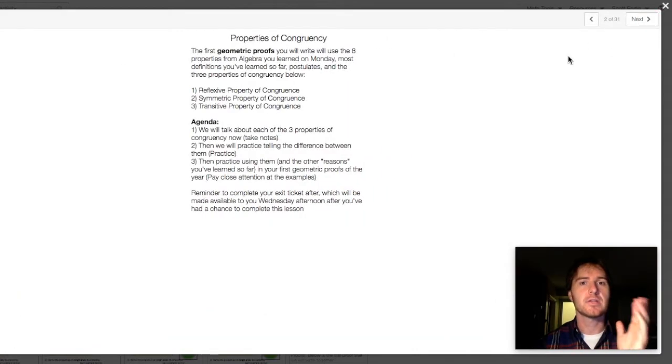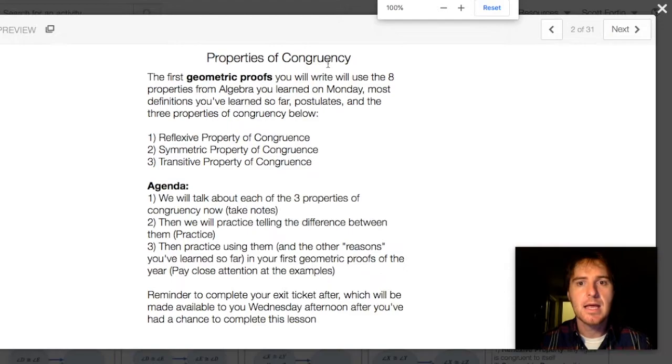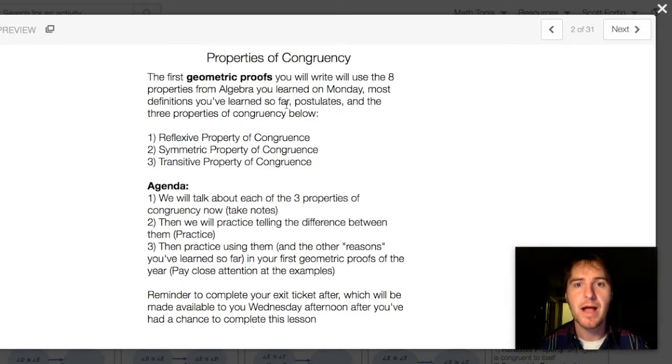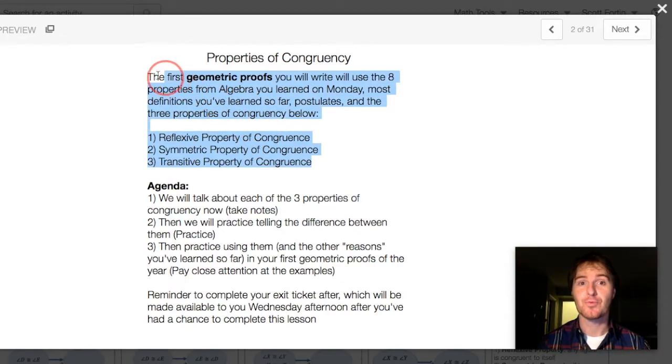We've got here the agenda of today. So your first geometric proofs is the topic of today's class. You're going to use the 8 properties from algebra you learned on Monday. Okay, so we'll use those today. Also, most definitions you've used so far, postulates, and the 3 properties of congruency below. This is sort of telling you what is in the first geometric proofs that you'll do this year.